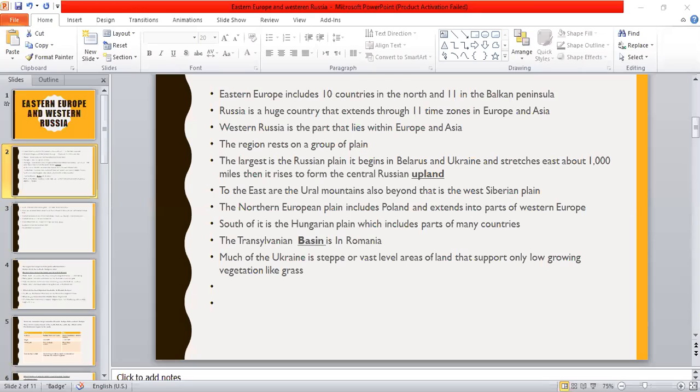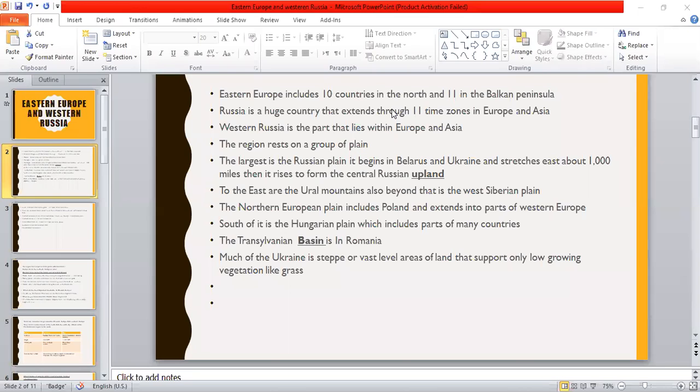Eastern Europe includes 10 countries in the north and 11 in the Balkan Peninsula. Also, we have Russia, which is a huge country that extends through 11 time zones in Europe and Asia. Western Russia is part that lies within Europe and Asia. If you look at the map, you'll find these 11 countries and also the other 10 countries.